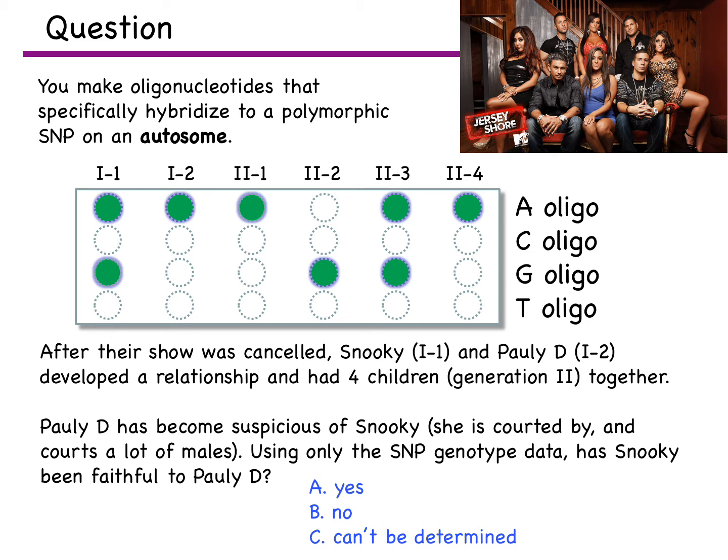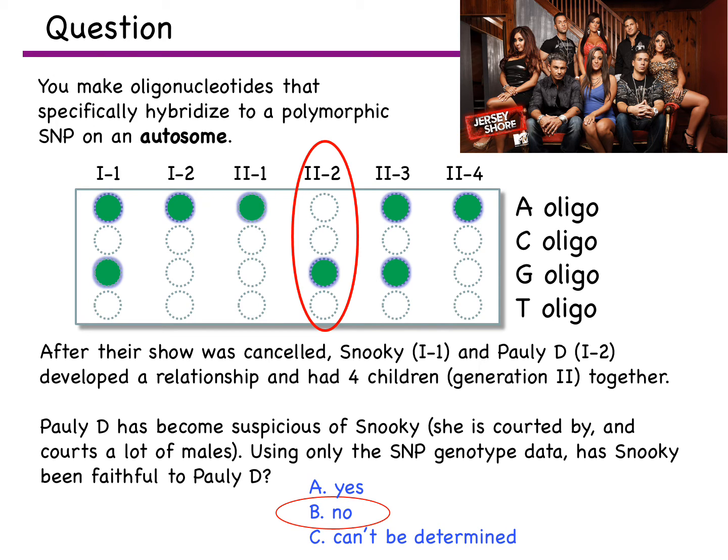Okay, so hopefully after you looked at this, you concluded that in fact Snooki has not been faithful to Polly D. And the one individual in here that tells you that that's the case is individual 2-2. So basically, each of these individuals, the offspring of 1-1 and 1-2, has to have inherited one allele from 1-1 and one allele from 1-2. But if you look at 2-2, 1-2 did not transmit anything to individual 2-2. So that's not consistent with that child being the offspring of 1-2.